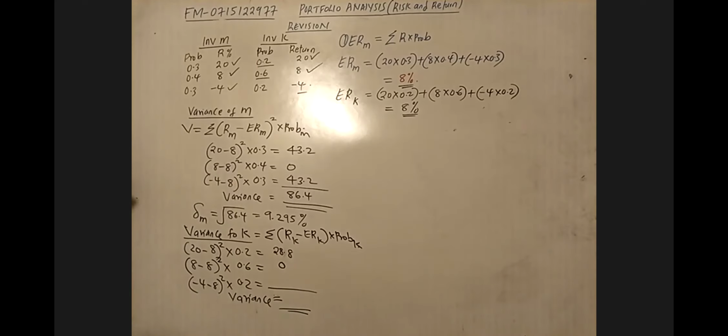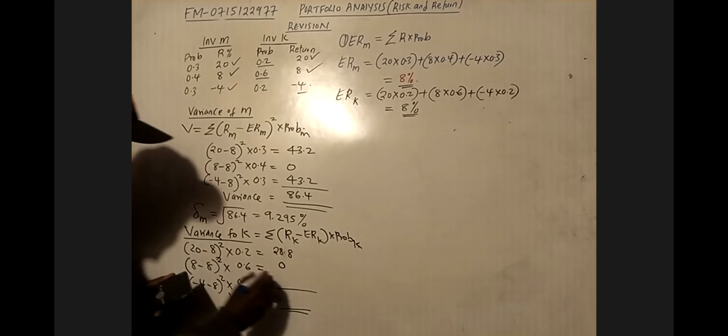So the first one is 20 minus 8 squared, then you times 0.2, which is 28.8. Then minus 4 minus 8 squared times 0.2, which is 28.8.